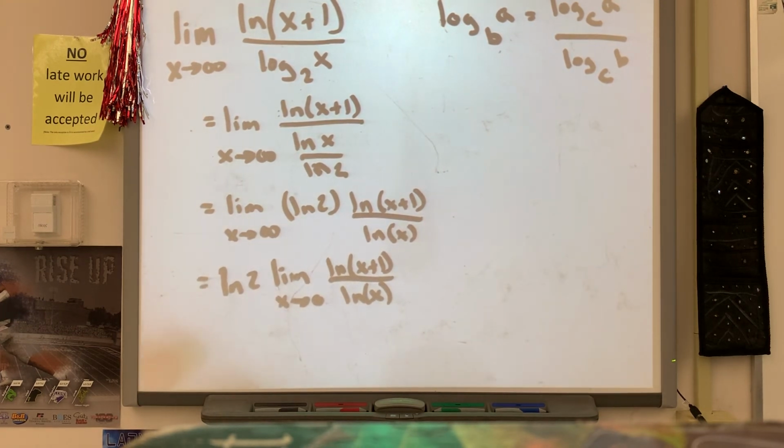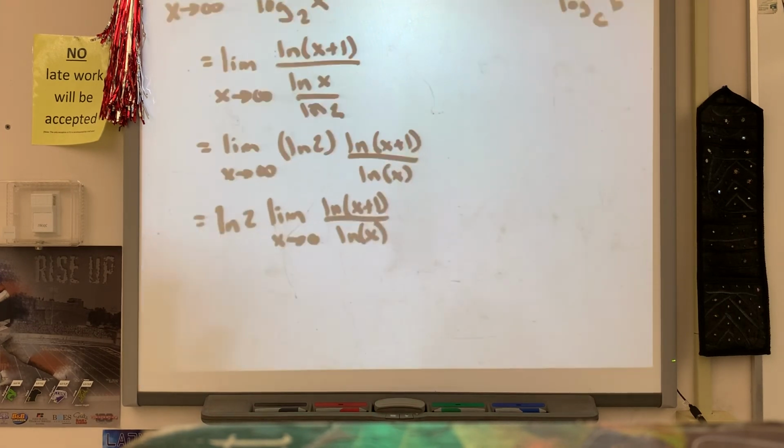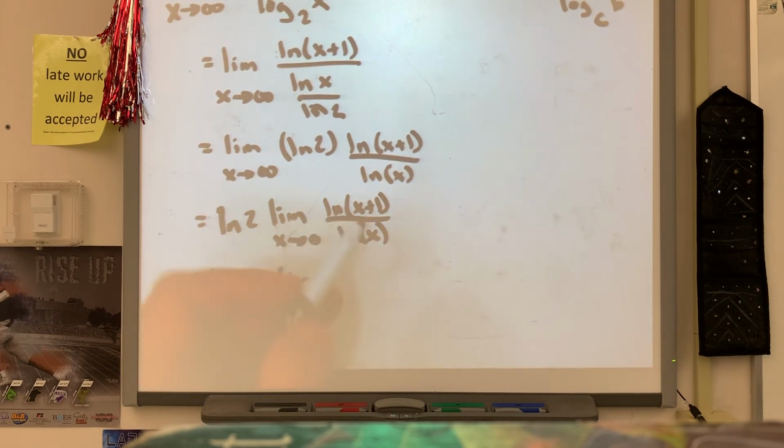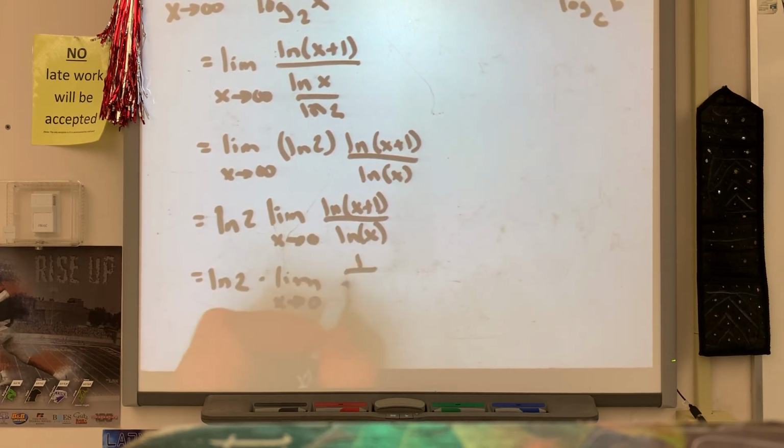Now, this hasn't helped me get rid of my indeterminate form at all. I haven't actually applied L'Hopital's Rule yet. So this is still the indeterminate form infinity over infinity, so I still need to do L'Hopital's Rule. So this will be the natural log of 2 times the limit as x approaches infinity. The derivative of natural log is 1 over. Applying the chain rule here, the derivative of the inner function is just 1, so that's fine. All divided by the derivative of the natural log of x, which is just 1 over x.